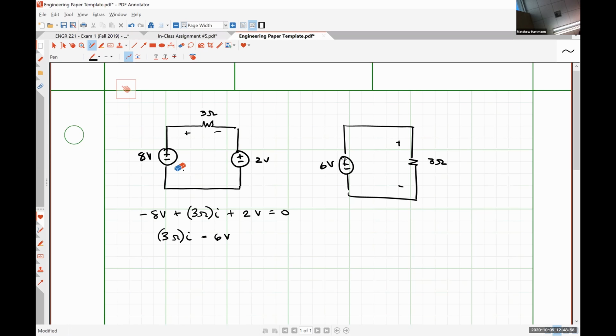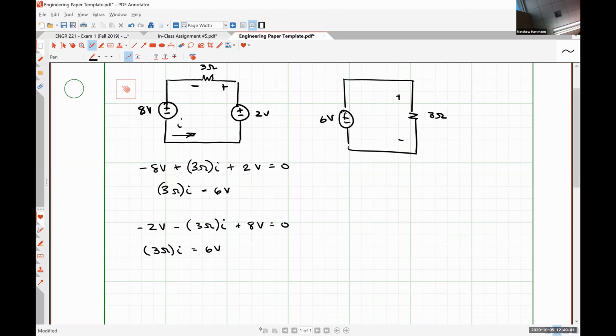Now, let's leave the polarity of our resistor the same and follow the current in the other direction. We would see -2 volts minus 3 ohms times our current I plus 8 volts is equal to 0, which is still going to give us the exact same thing. 3 ohms times I is equal to 6 volts. So we get that exact representation, as well as changing the direction.